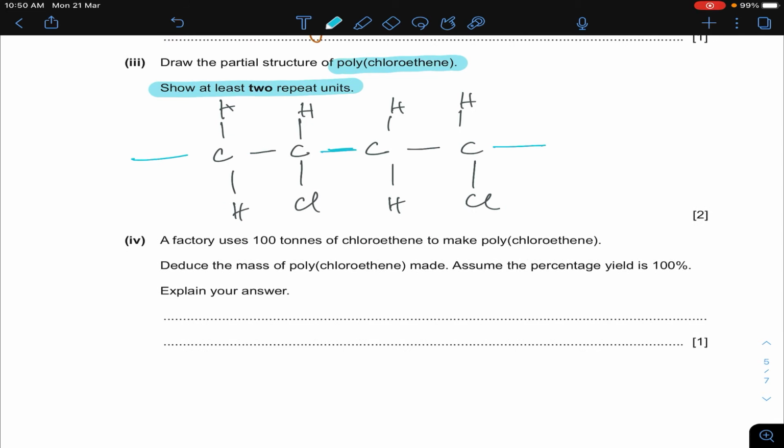Now, the next part of the question is that a factory uses 100 tons of chloroethene to make polychloroethene, right? They're using 100 tons of monomer to make polychloroethene. Deduce the mass of polychloroethene made. If they're using 100 tons, what mass of polychloroethene would be made? Assume the percentage yield is 100%. Explain your answer. So no calculations needed in this question.